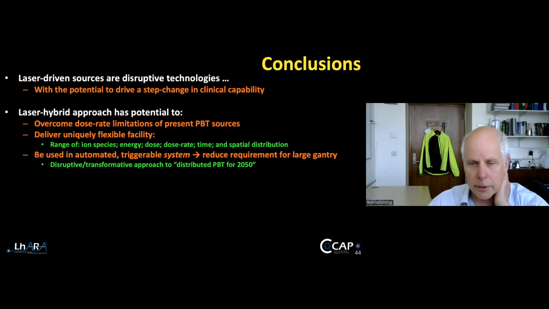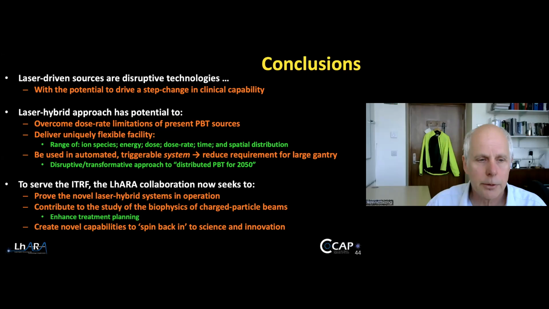And I think our target really is to reduce the requirement for the large gantry so that we can produce a facility which has a smaller footprint and a lower investment cost than the present facility.